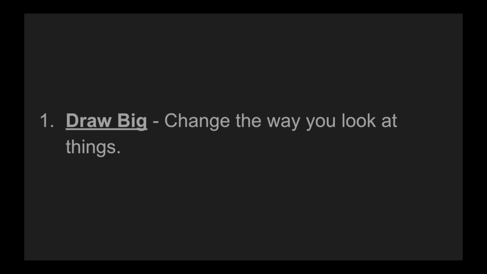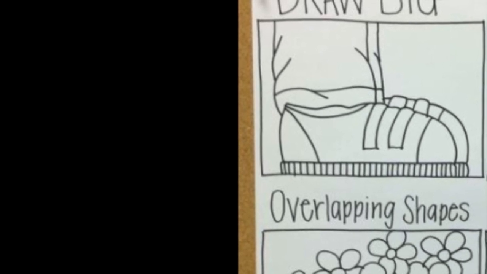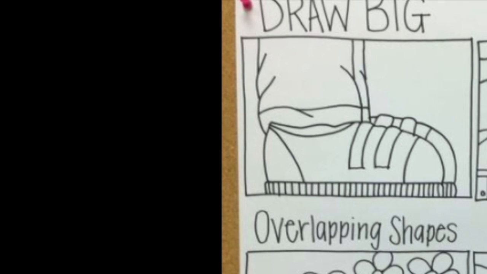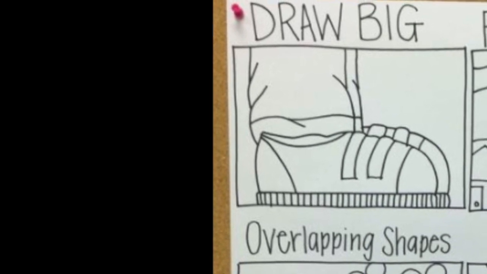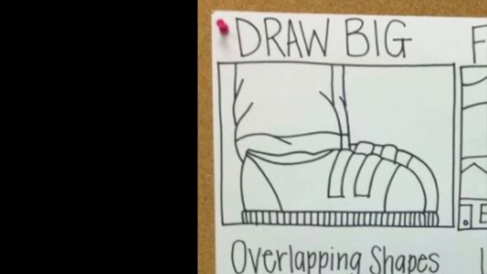The first compositional technique we're going to look at is draw big. Change the way you look at things. Look at the shoes and you'll notice that it's from a worm's eye view. It's not from above like we normally would see it. They're changing it. It's a huge drawing. We can't tell if it's a boy or a girl. That's what we're looking for.